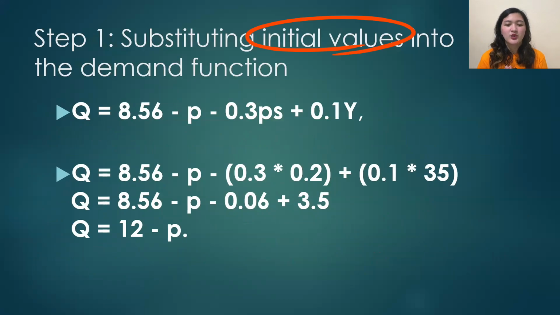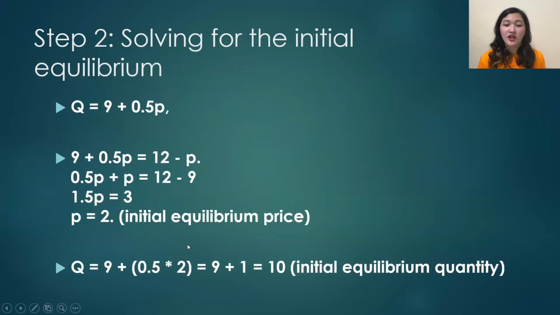Please take note that we are using initial values, which in this case is 35. To find the quantity demanded purely as a function of price, we first substitute the initial income, 35, into the demand function, which gives us Q equals 12 minus P. Next, step 2 is solving for the initial equilibrium. Again, this is the initial equilibrium.